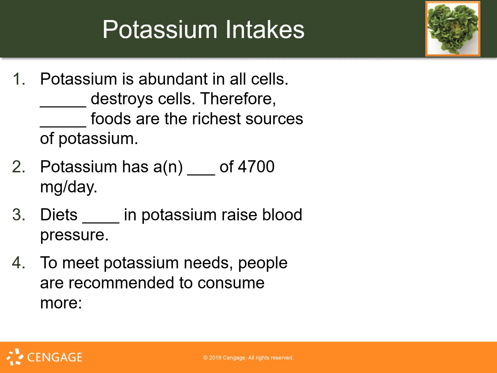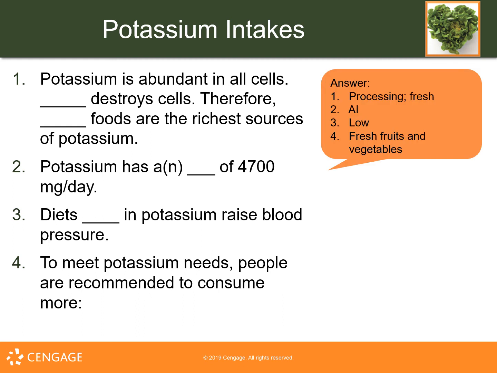So the answers are the following. Potassium is abundant in all cells. Processing destroys cells. Therefore, fresh foods are the richest source of potassium. Potassium has an adequate intake of 4,700 milligrams a day. I already mentioned that. And then diets low in potassium raise blood pressure. Because remember, I spoke how it's involved in regulating blood pressure by lowering it. And to meet potassium needs, people are recommended to consume fresh fruits and vegetables.